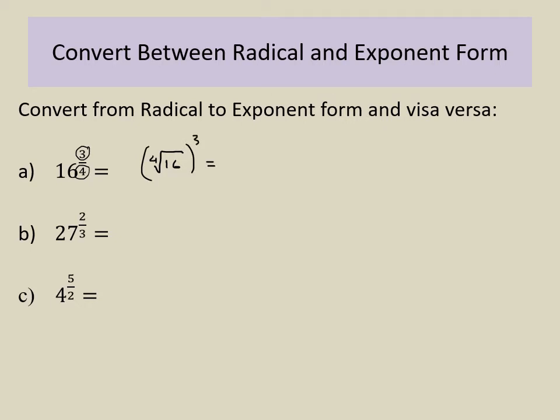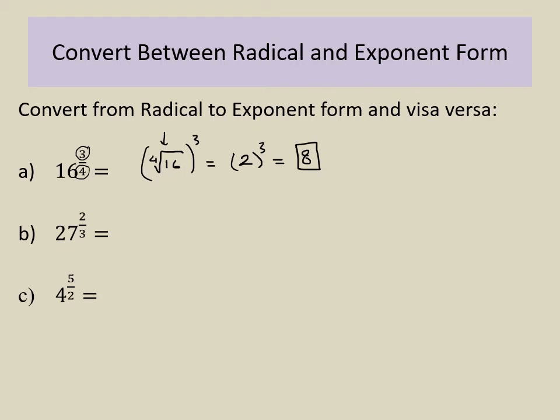Okay, well, let's do it step by step. What is the fourth root of 16, you guys? What number, when you multiply it by itself 4 times, gives us 16? If you think about it a little bit, that would be what? 2. 2 times 2 is 4. 4 times 4 is 16. So 2 times itself 4 times gives us 16. So the fourth root of 16 is 2. So now we have 2 to the power of 3, and that's an easy one to do, right? 2 cubed is 8.